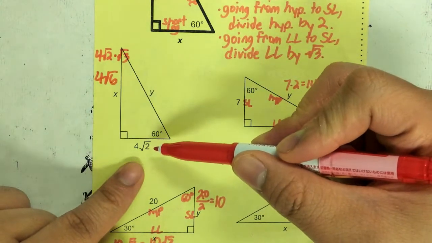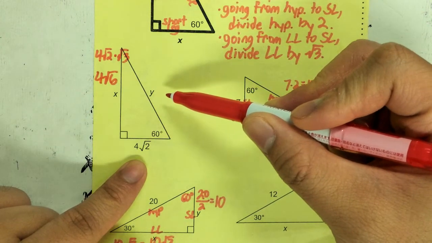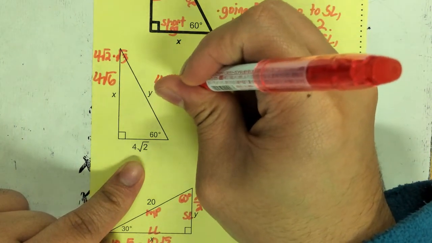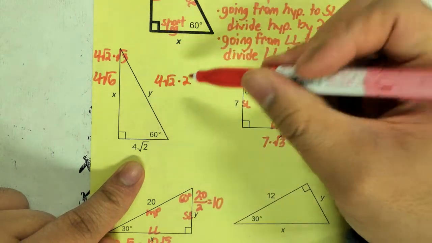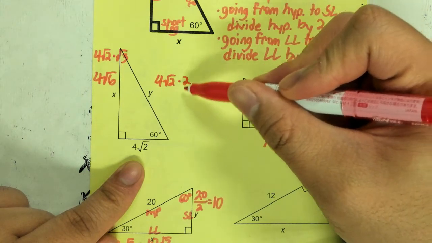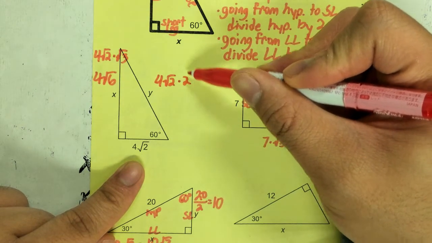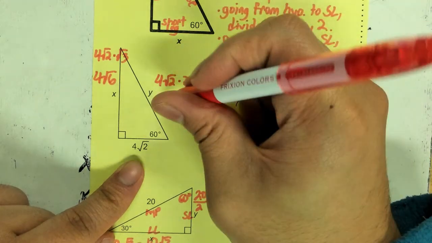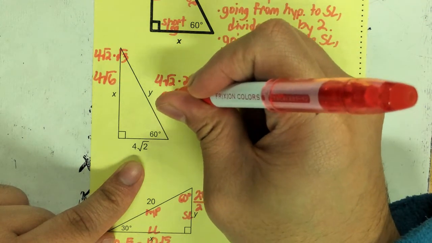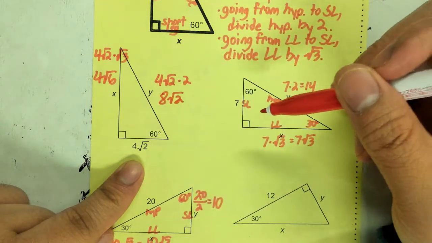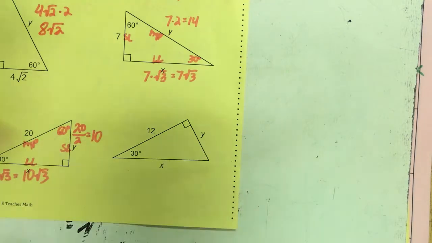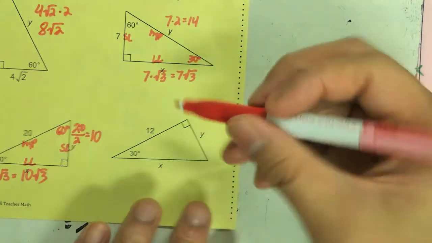Okay, back to the short leg. From the short leg to the hypotenuse, we multiply by 2. So 4 square root 2 multiplied by 2. This 2 is outside a radical, so it gets multiplied with a number outside the radical, the 4. 2 times 4 is 8, then we still have that square root 2 inside. Last up, and this one's a bit trickier because it requires more work.